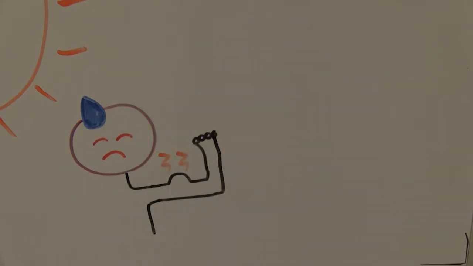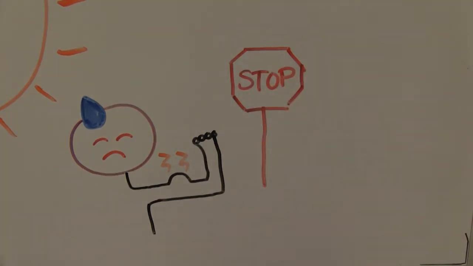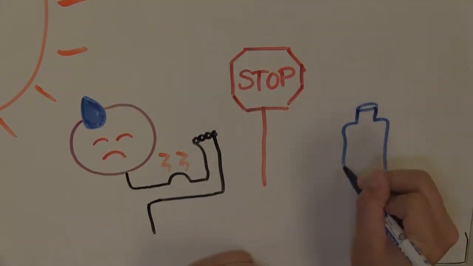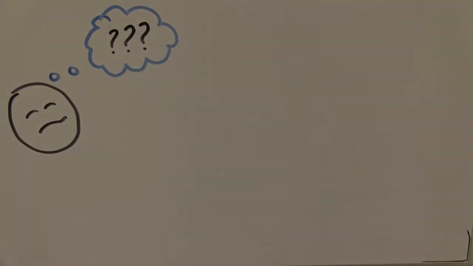Heat cramps start with severe muscle pain caused by heavy sweating. Stop activity, move to a cool location, and drink water or sports drinks. Seek medical help if the cramps don't go away in 1 hour. If you ignore heat cramps, they can develop into heat exhaustion.